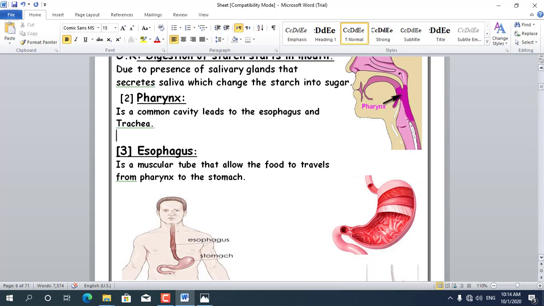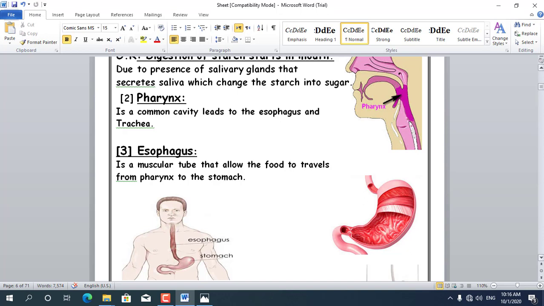Now we have finished the mouth. After the mouth we have the pharynx. After the mouth, food passes to pharynx, then esophagus, then stomach. Now we talk about the pharynx. The pharynx is a common cavity leading to esophagus in the digestive system and trachea in the respiratory system, meaning it is present in two systems.